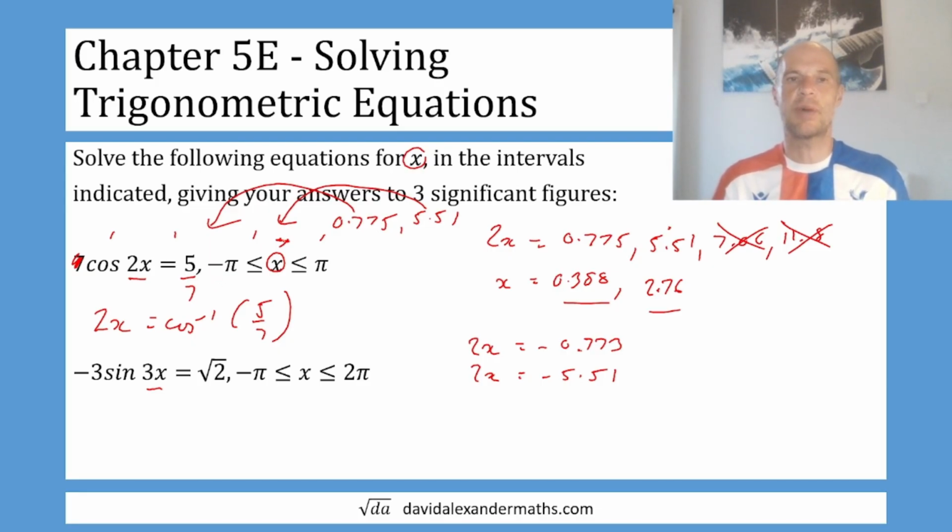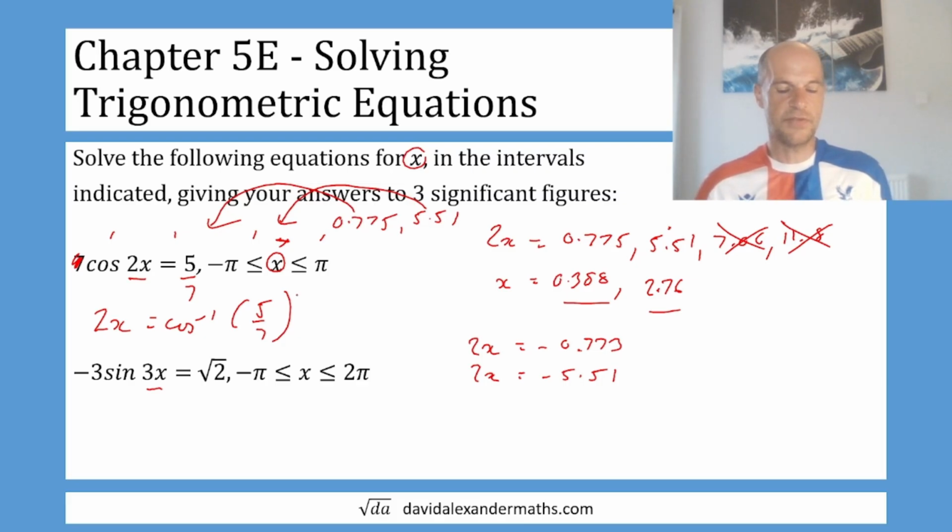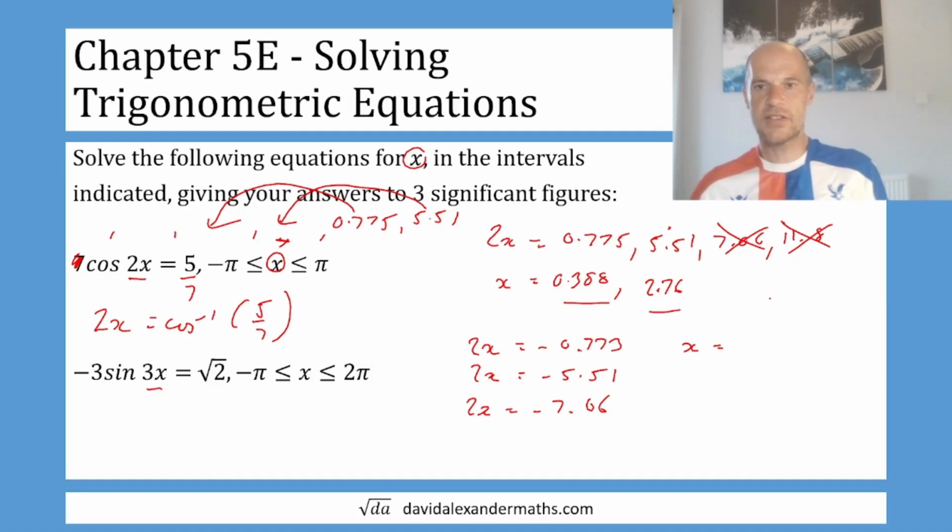Let's take away 2 pi from minus 0.773, and that is negative 7.06. So 2x is negative 7.06. We can see that these are actually just the negative versions of these. Again, I want x solutions, not 2x solutions, so I'm going to divide all these by 2. Minus 0.773 divided by 2 is minus 0.387.